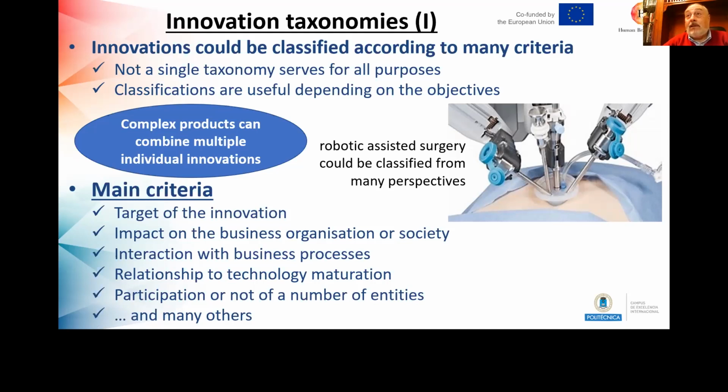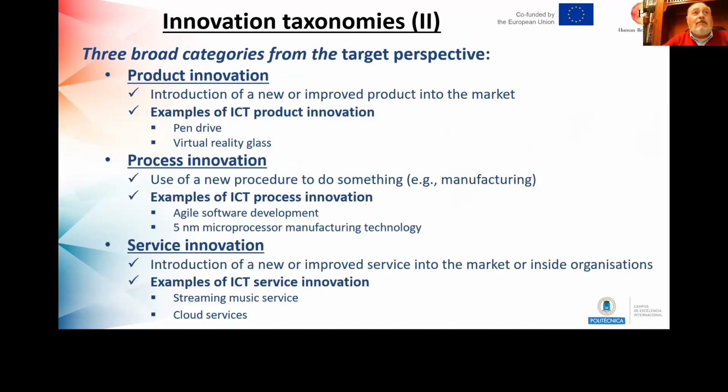Having something that they can buy, I don't imagine buying these kinds of things in a big store, but at least I can buy it in the market. It should be mature enough to do that. And then another thing is how this robot has been developed, by a single entity or by many of them. There are many classifications. Let me put some examples here.